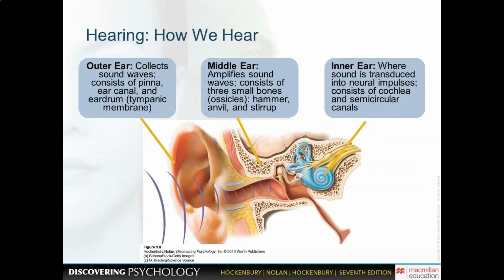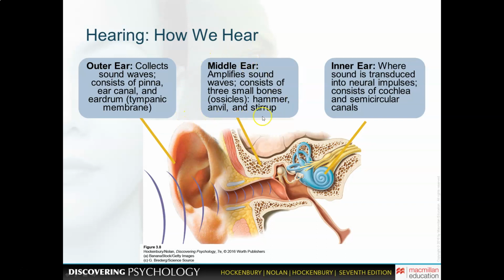Let's move on. So how we hear occurs in a few different steps. The outer ear right here collects the sound waves. See the sound waves entering the ear? That goes into our ear canal and eardrum, basically. Then it reaches the middle ear. The middle ear amplifies the sounds so we can make sense of them, so we can perceive them, and starts transferring them.